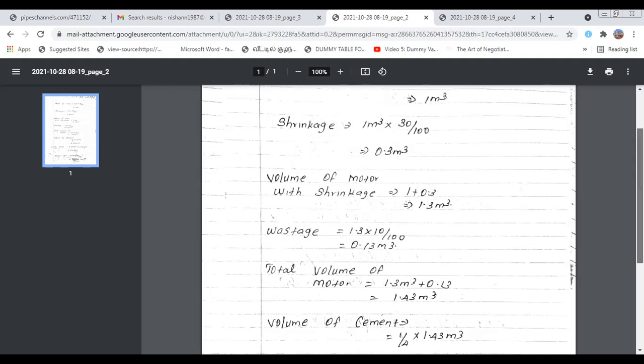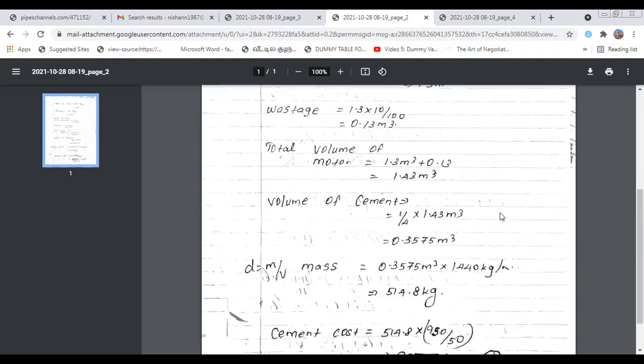Now we are moving to the volume of cement. Here the question mentions 1:3 cement and sand, okay, one part of cement and 3 parts of sand. So 1/4 into total volume of mortar 1.43 meter cube equals 0.3575 meter cube.